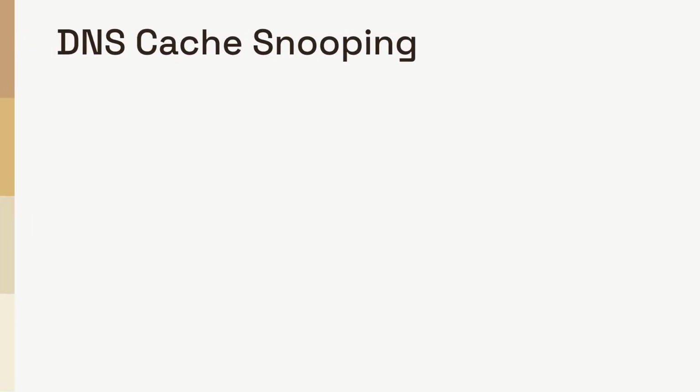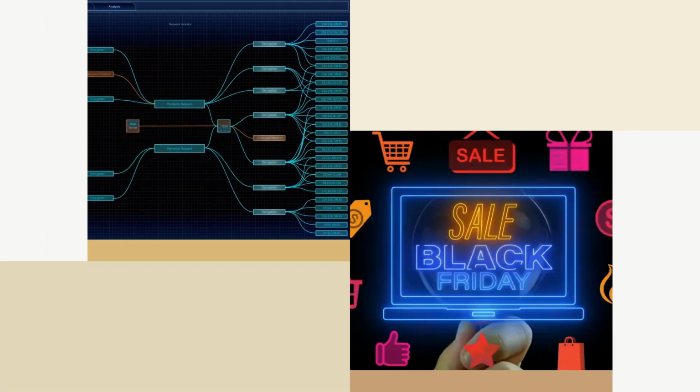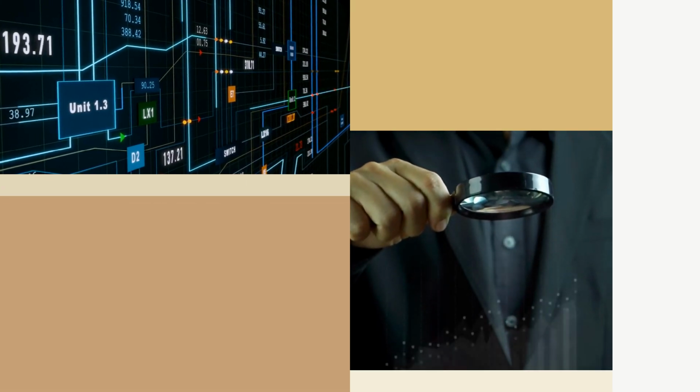Next, we'll delve into DNS cache snooping, a reconnaissance technique that helps attackers gather valuable information about a network's internal structure and visited domains. DNS cache snooping involves querying a DNS resolver for records that it has cached, which reveals information about domains previously accessed by users on that network. This provides insights into internal network activity. This technique is primarily used for information gathering and network mapping.